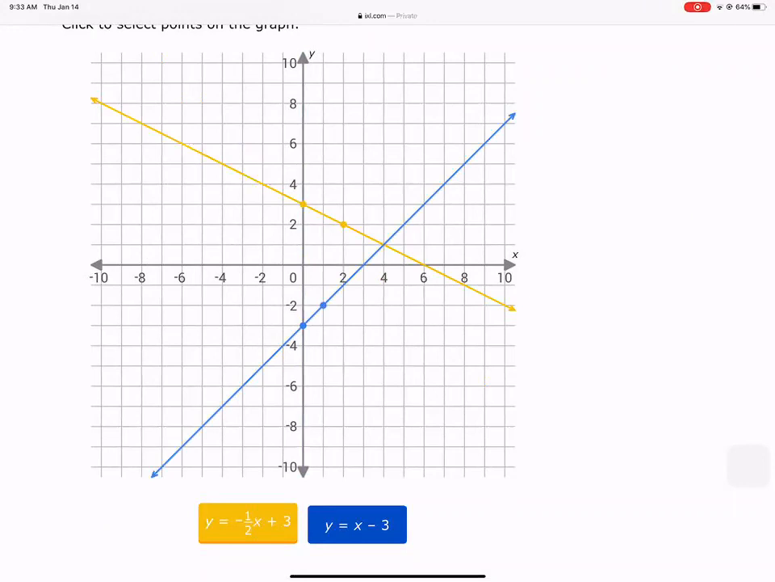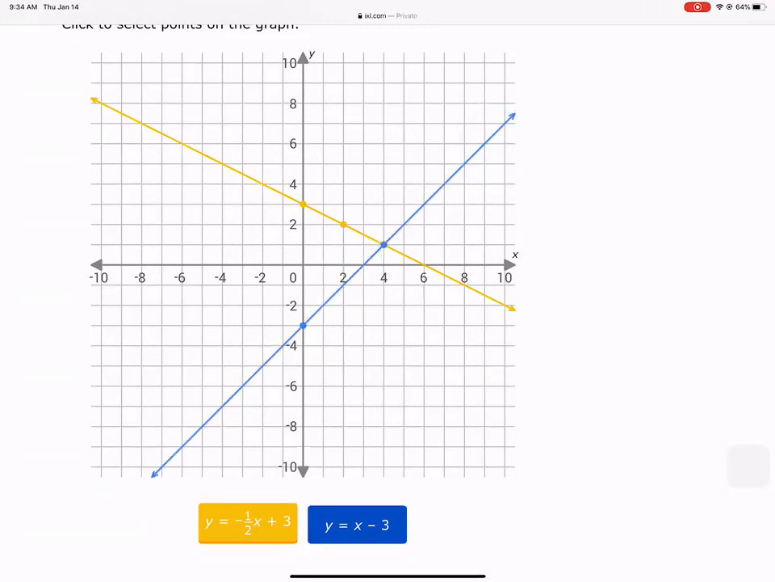Now, looking at these two lines, do these lines meet? Do they crash into each other? Do they share one common point? And as you can see, the common point is when x is 4, y is 1, right there.